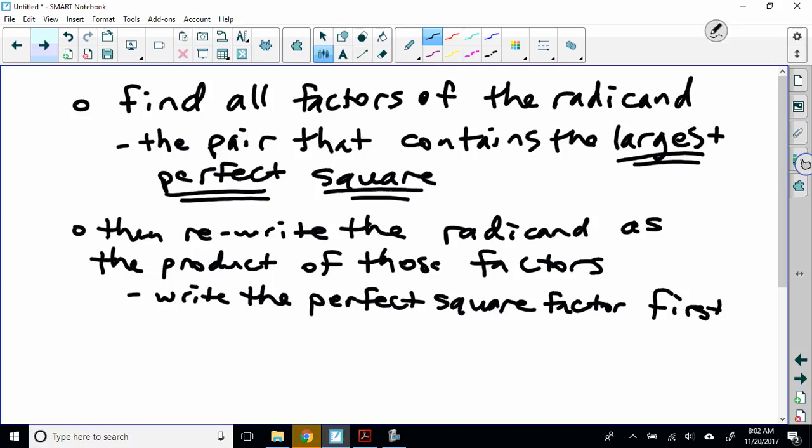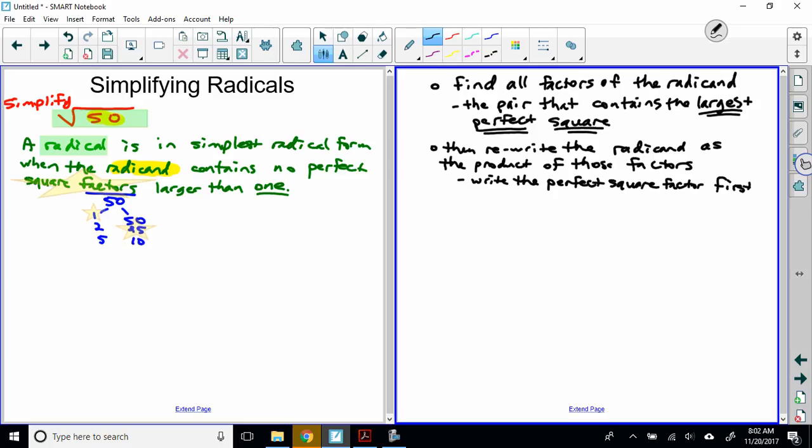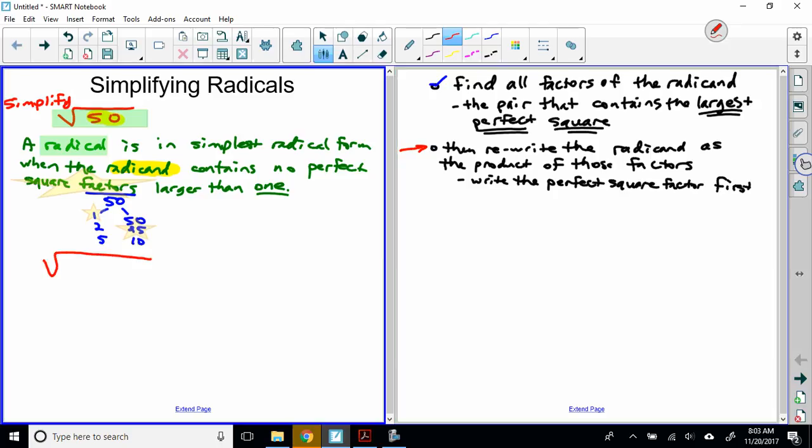So maybe now would be a good time to do a split screen. If we tried that on the 50, we've already got 50's factors listed out: 1 and 50, 2 and 25, and 5 and 10. So we already did the first step. The second step is to rewrite the radicand as a product of those factors. So I'm going to rewrite the square root of 50 as the square root of 2 times 25.